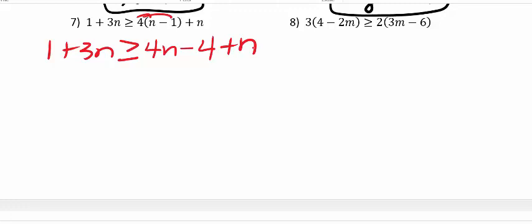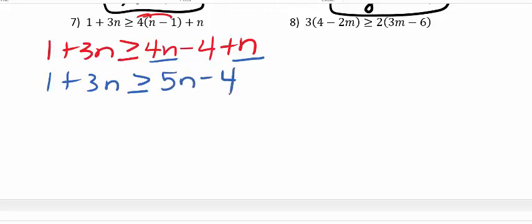Then we want to combine any like terms that we have on the left or the right-hand side. I see some like terms here, so we can combine those. 1 plus 3n is greater than or equal to, and we'll go ahead and combine 4n and n. That's going to be 5n.